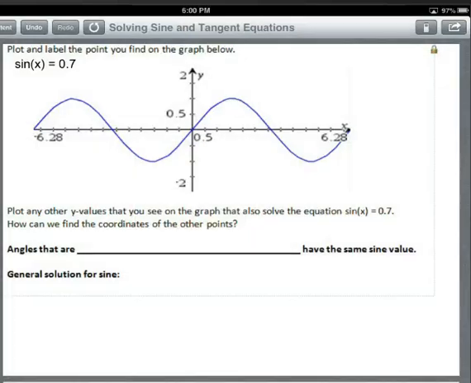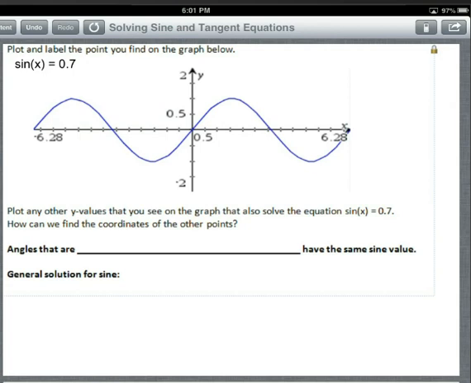Now we're going to look at how to solve a sine equation. Some of you have figured out already that solving a sine equation is going to be a little different than solving a cosine equation, because the graph isn't symmetric on both sides of the y-axis like the cosine graph is. So we can't just do plus and minus our principal angle. So what are we going to do for a sine function?